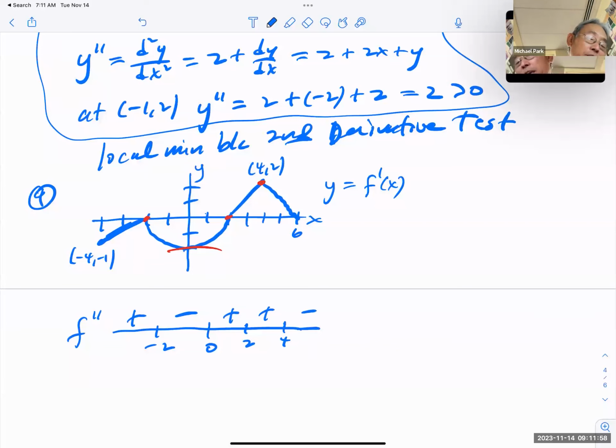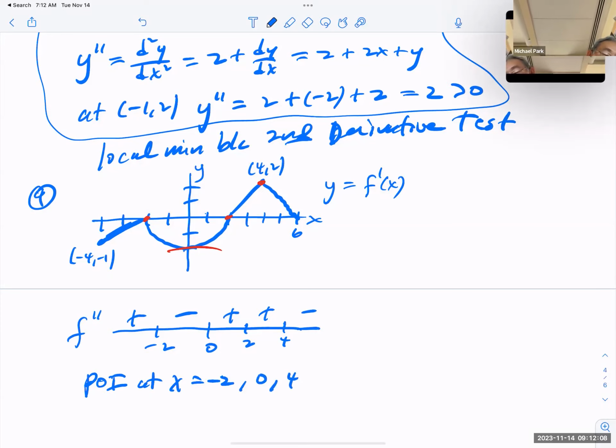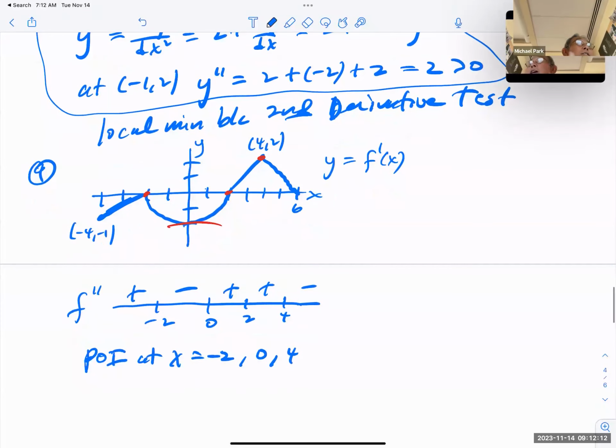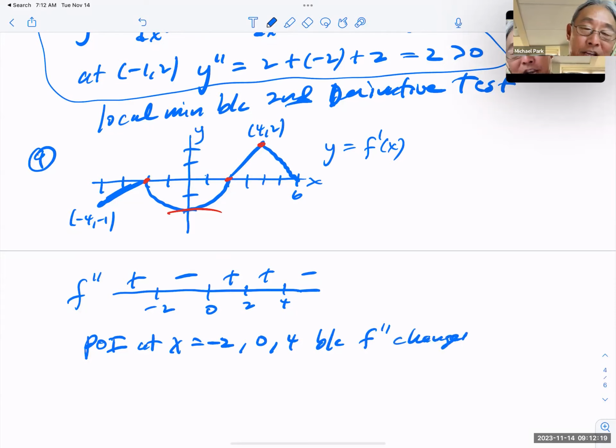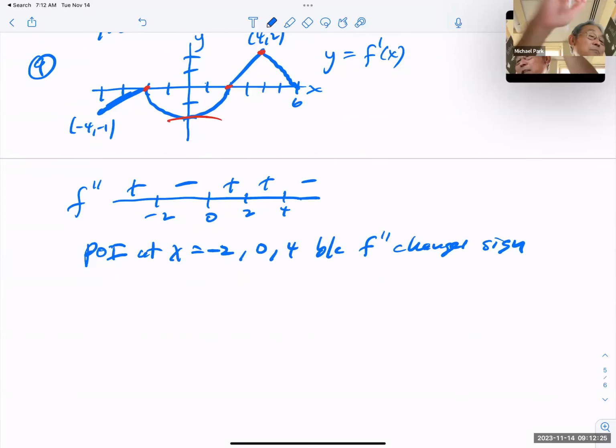So looking at your number line, where does F double prime change sign? There's a point of inflection at X equals -2, 0, and 4. Not at 2 because it doesn't change sign. And it says, explain. Because F double prime changes sign. That's your explanation.